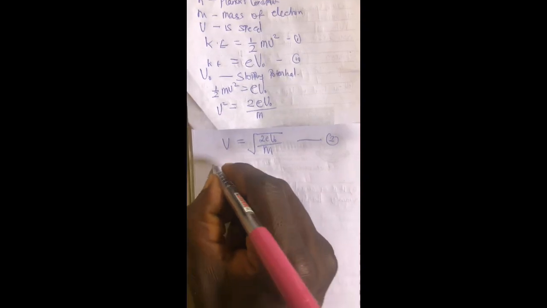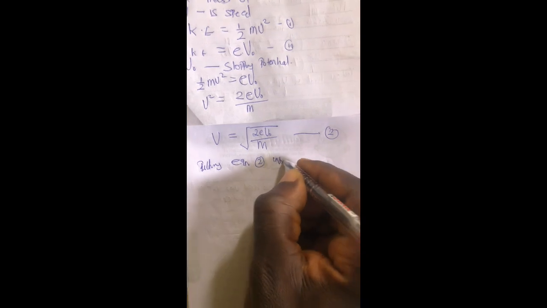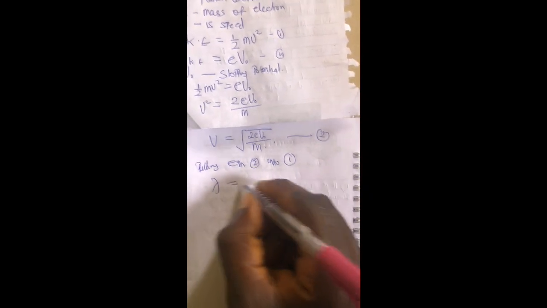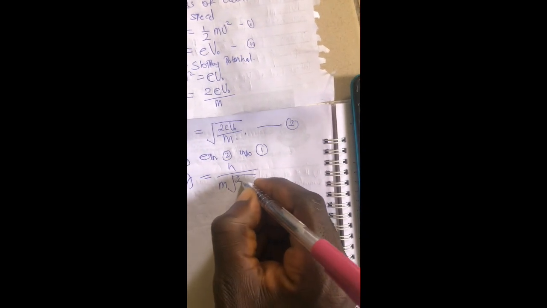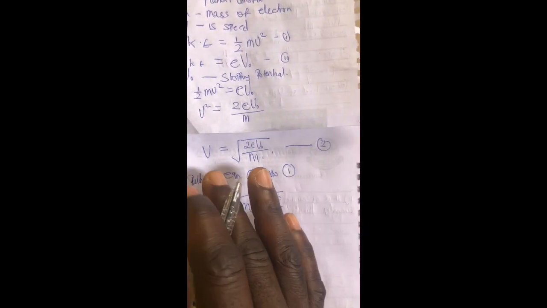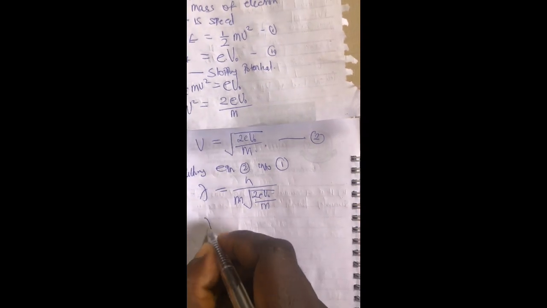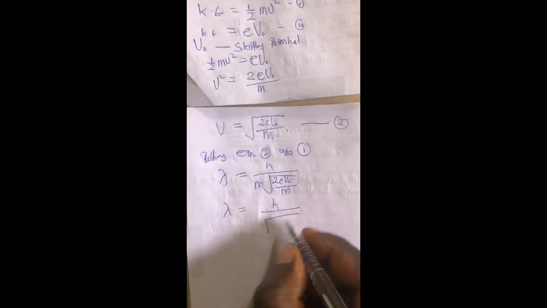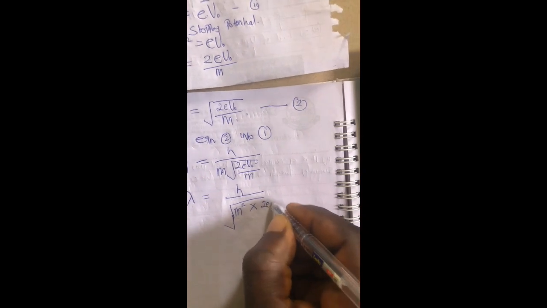Let's do it from the beginning and get to the end of the day. We now say, putting equation 2 into 1, we have lambda equal to h all over m times the square root of 2eV0 over m. Now we have gotten this. If you want to square it all together, putting m inside, you're going to have lambda equal to h all over the square root of m squared times 2eV0 all over m. So we are making some progress here.